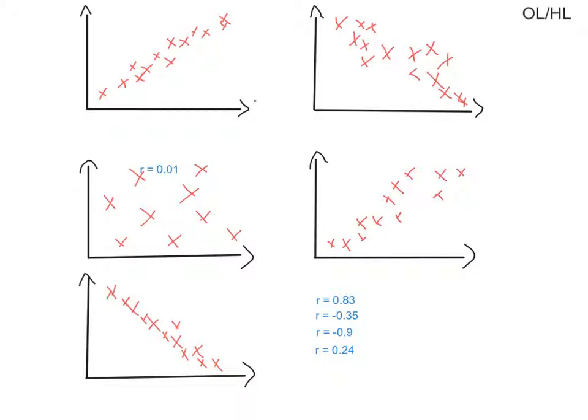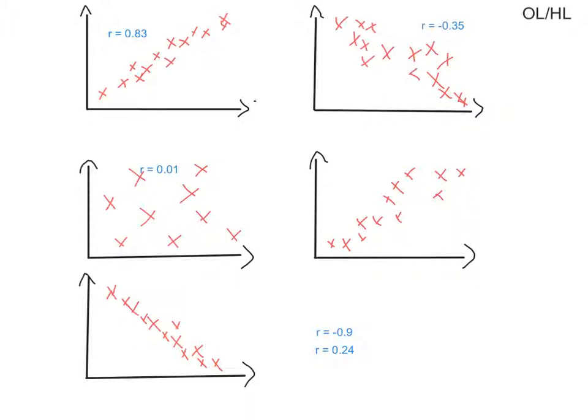The second correlation coefficient is 0.83. As this is positive and close to 1, it is a strong positive correlation. So this diagram. The next correlation coefficient is minus 0.35. It's negative and closer to 0, so it represents weak negative correlation.